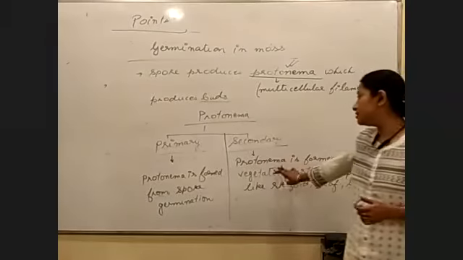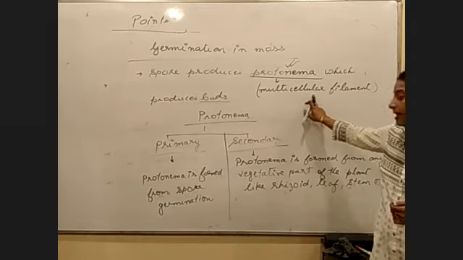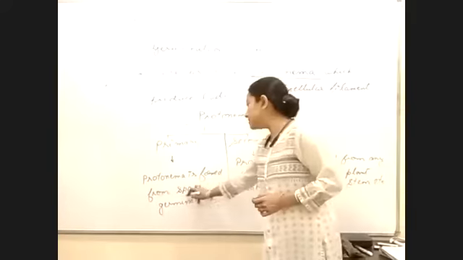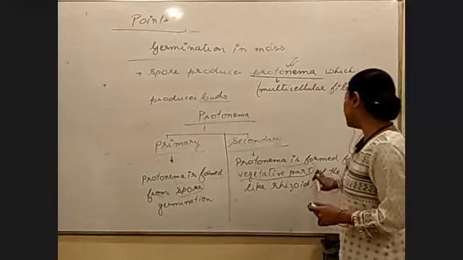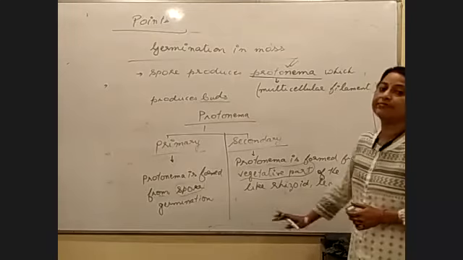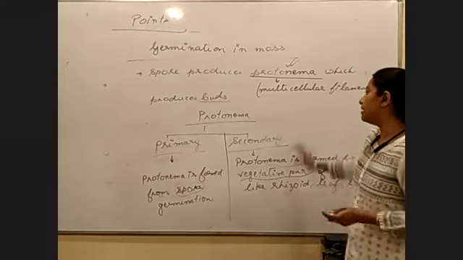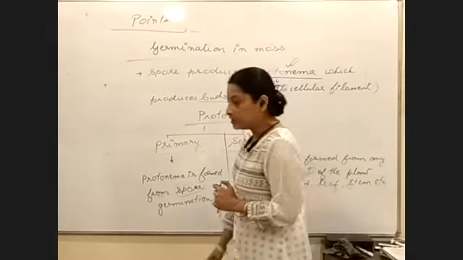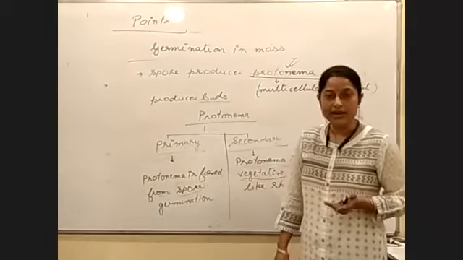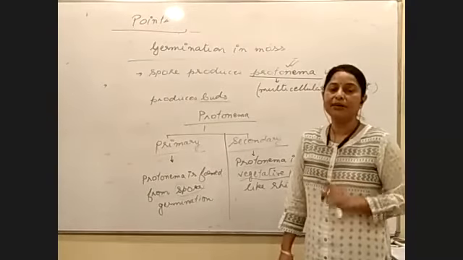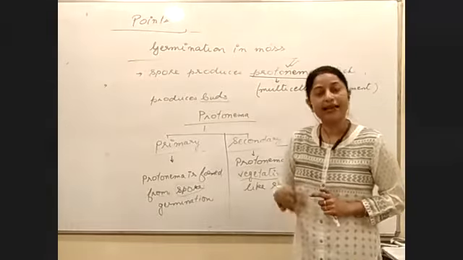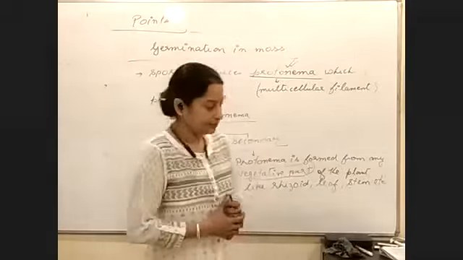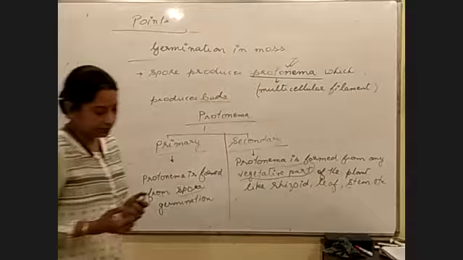Sometimes there are certain cases when the protonema or the multicellular filament is formed from the vegetative parts also. A spore is the reproductive part, right? And if you're talking about vegetative parts like rhizoid, leaves, stems, etc., then that type of protonema is called a secondary protonema. Is the point clear? So protonema could be primary or secondary. Primary protonema directly develops from the spore. Secondary protonema is developed from the vegetative part of the plant. Any doubts?